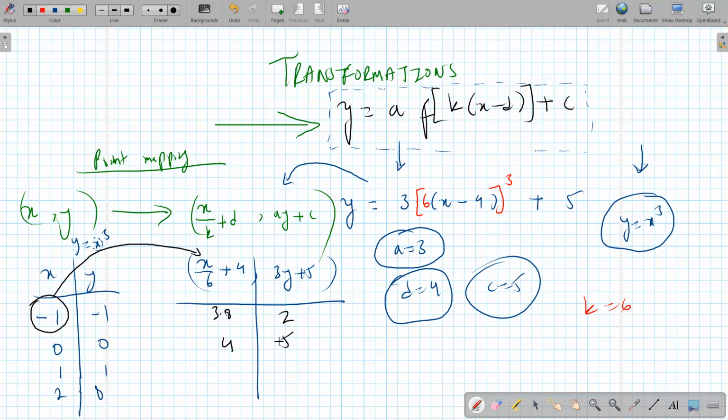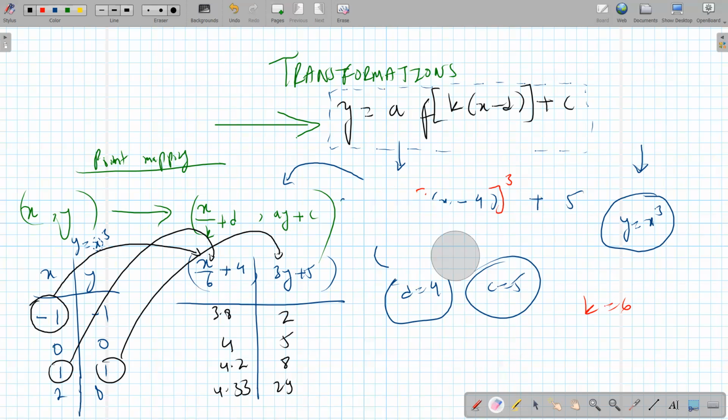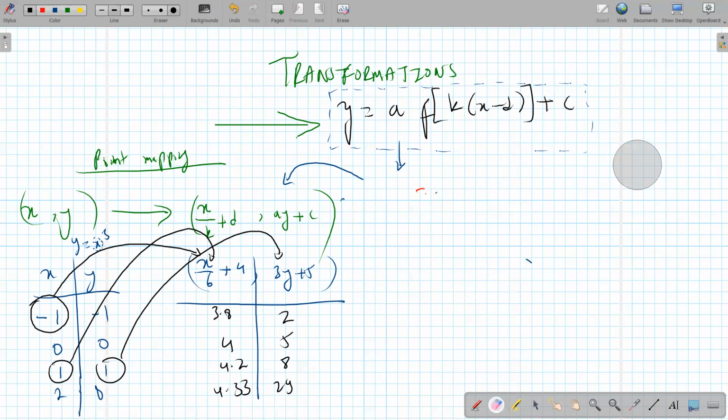This will be 4, 5, 1 over 6. That's going to be 4.28. I'm again plugging this as y in there, and I plug this as x in here. And then the last one, 2 divided by 6 plus 4 is 4.33. And then 3 times 8 plus 5 is 29. Okay, like that. Now finally, you just plot it on the grid.